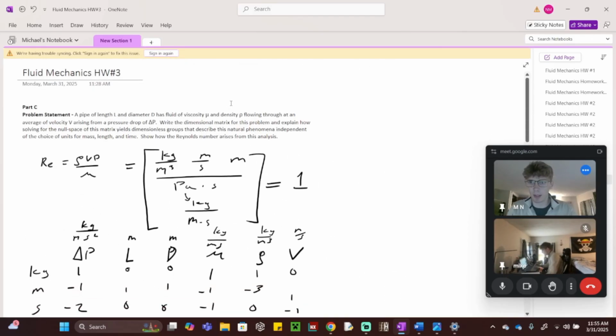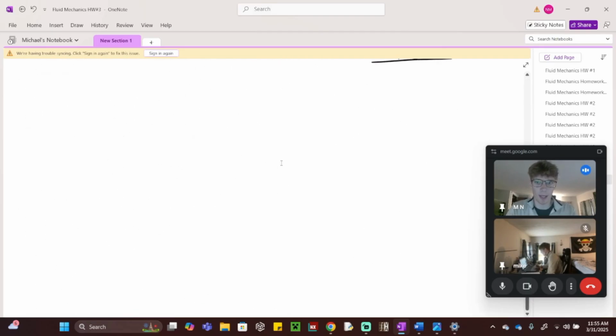And that is the dimensional matrix of this problem, solving for the null space of the matrix, yielding the 3 dimensionless groups as we talked about, and showing how the Reynolds number arises from that analysis.